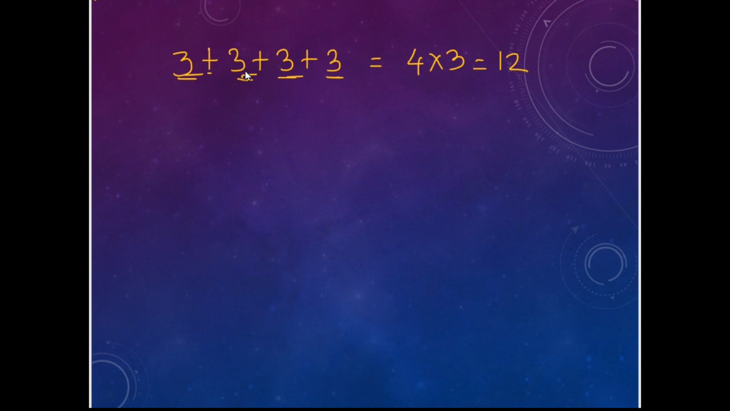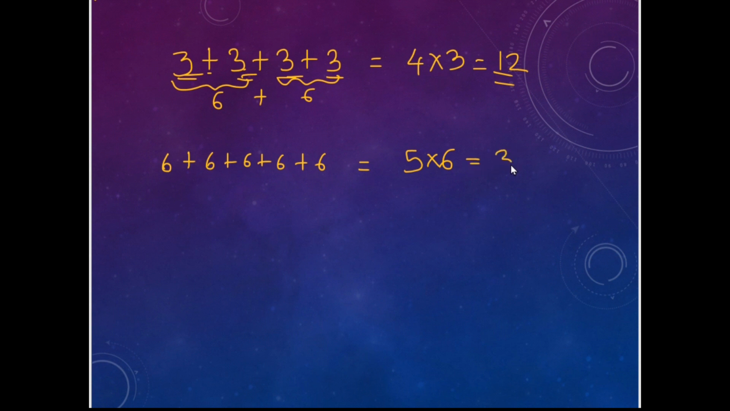Now how is that equal to 12? Because there are 4 3's. If you add 2 3's, you get a 6. Another 2 3's gives a 6. 6 plus 6 is 12. Let's take one more example. If I have 6 and I am adding that 6, let's say 5 times, so the same number I added 5 times, I will write it as 5 times 6, which is equal to 30. Right? This is how we form a multiplication statement by using repeating additions.